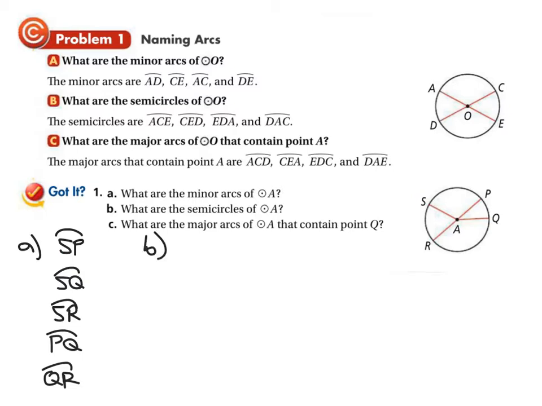What are the semicircles? Well, we've just got to look for diameters, and we got to go in both directions for the diameters. So this is the one diameter that we've got. So we're going to go R to S to P and R to Q to P.